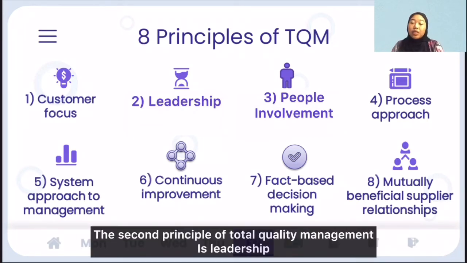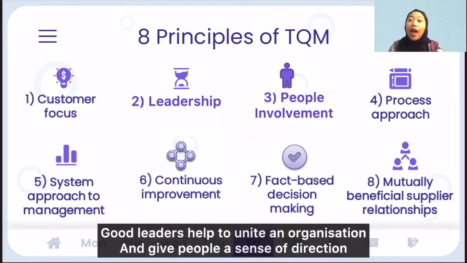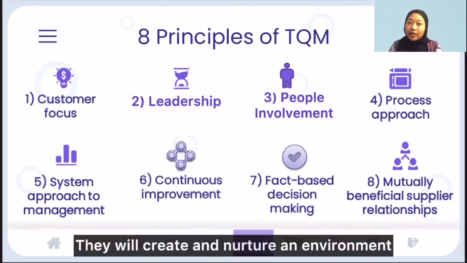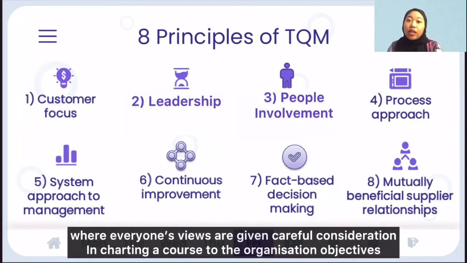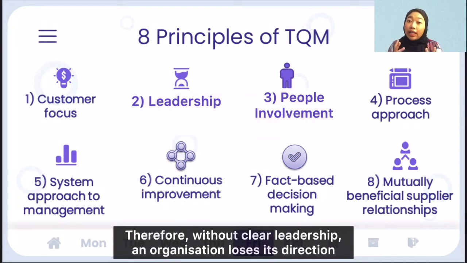The second principle of total quality management is leadership. Good leaders help to unite an organization and give people a sense of direction. They will create and nurture an environment where everyone's views are given careful consideration in charting a course to the organization's objective. Therefore, without clear leadership, an organization loses its direction.